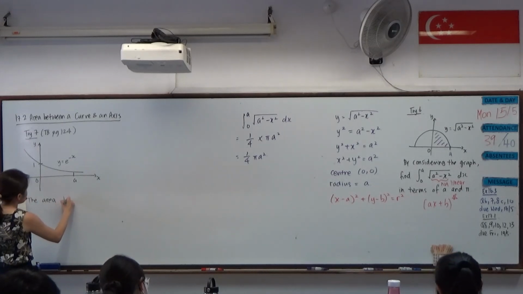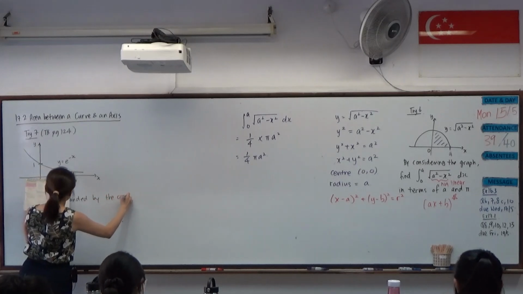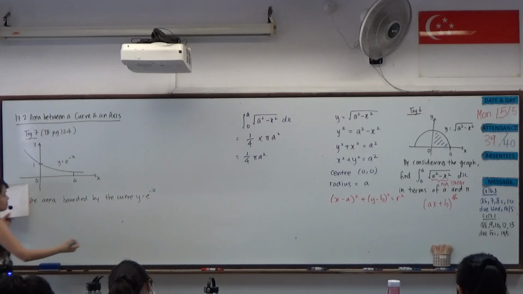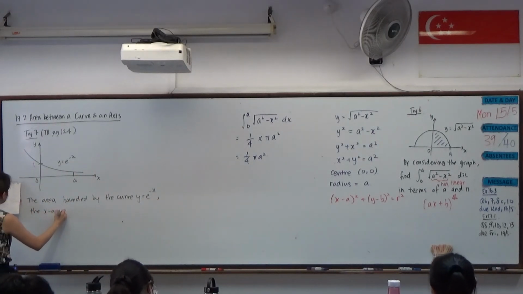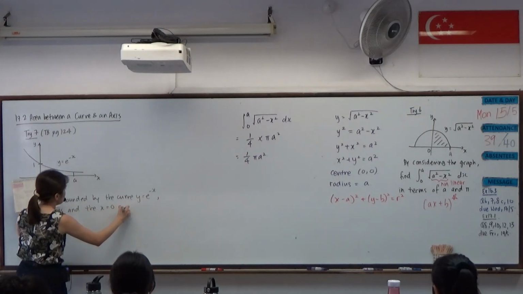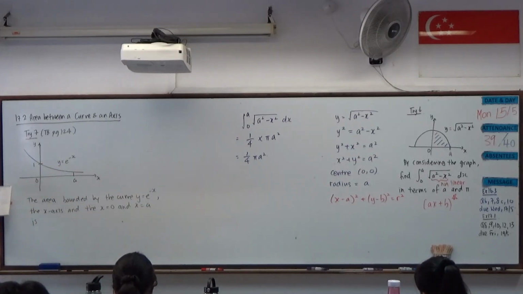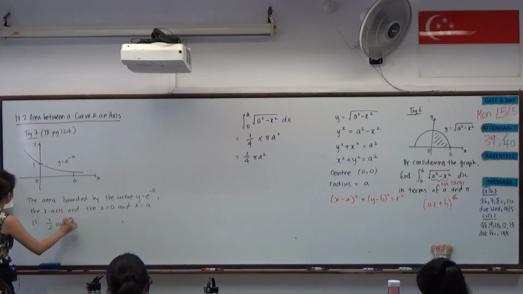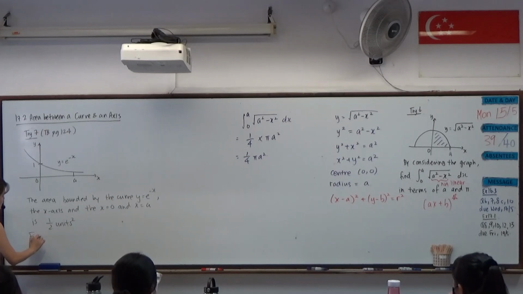Okay? So it says that the area bounded by the curve y equals to e to the power negative x, the x-axis, and the lines x equals to 0 and x equals to a. This area itself is actually half unit square. Question wants you to find out the value of a.